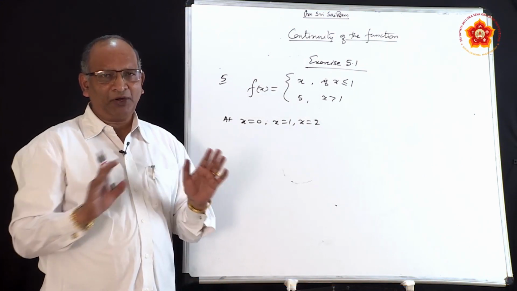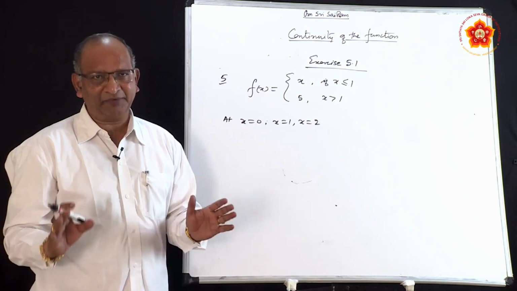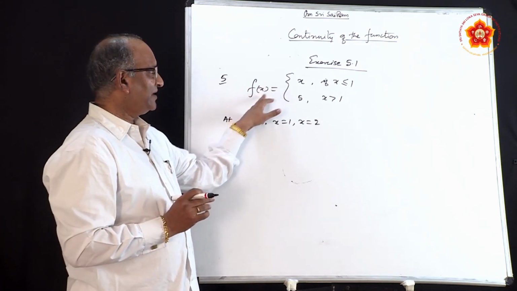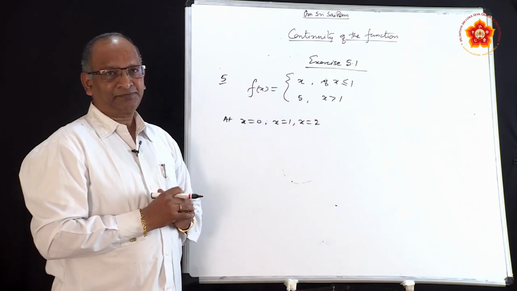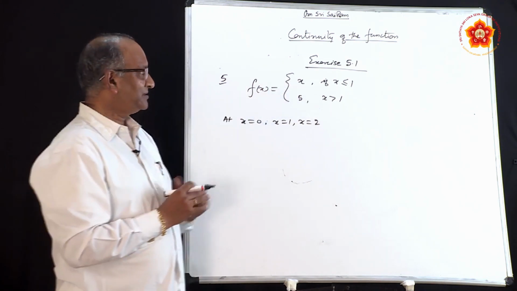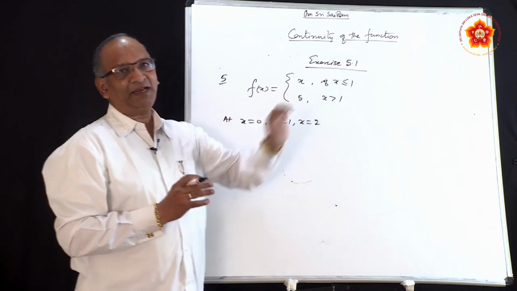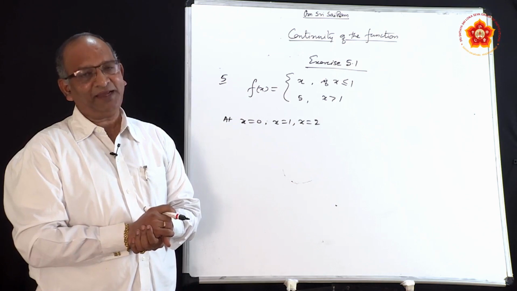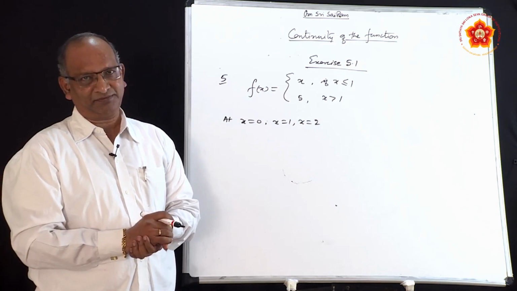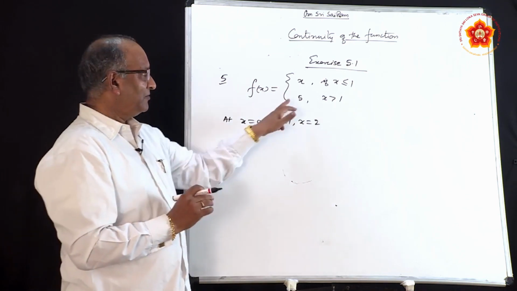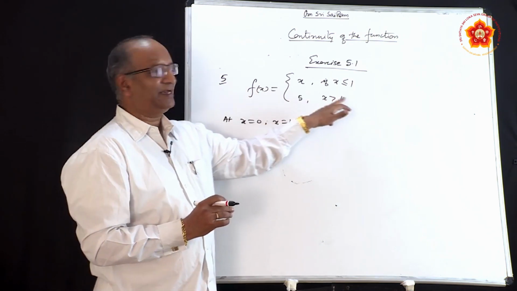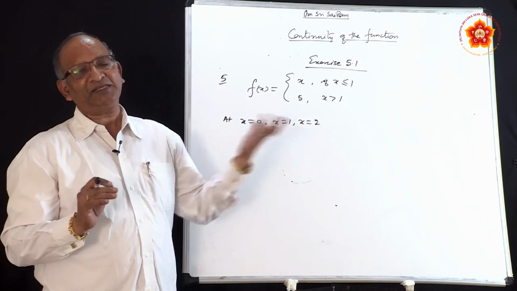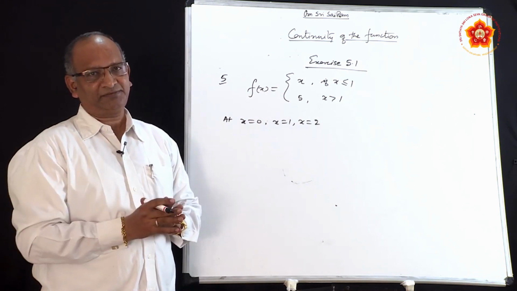Remember, all polynomial functions are continuous in a given interval. Look at the first one, f(x) is equal to x. f(x) equal to x, and what is the interval? Less than or equal to 1. So, it is automatically going to be continuous. Why? Because it is a polynomial function. Similarly, f(x) is 5 when x is greater than 1. For any value greater than 1, it is 5. So, it is also continuous.